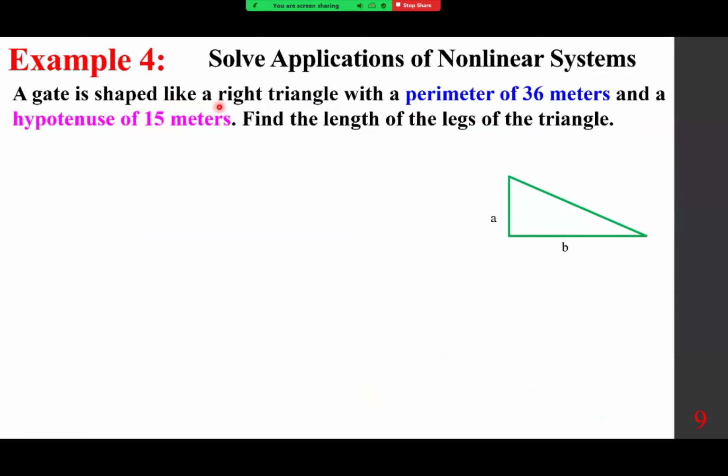A gate is shaped like a right triangle with a perimeter of 36 meters and a hypotenuse of 15 meters. Find the length of the legs of the triangle. Well, first of all, we have everything here. The legs are A and B, and the hypotenuse is given as 15 meters. So let's put it there. The hypotenuse is 15 meters.